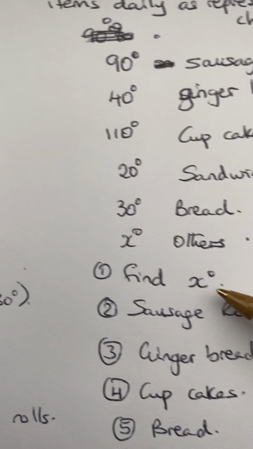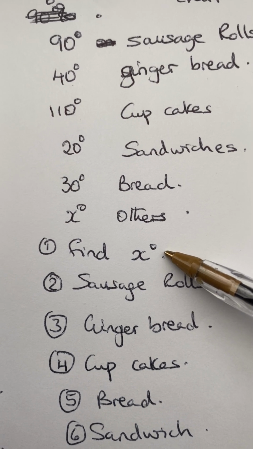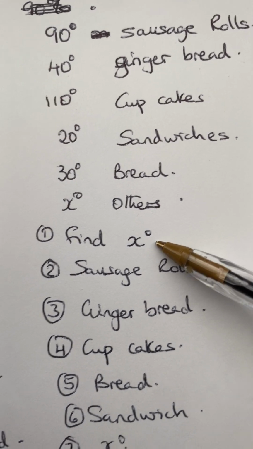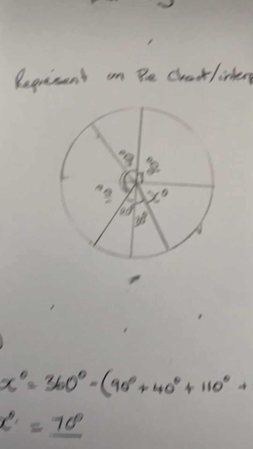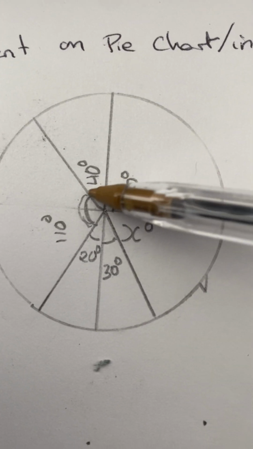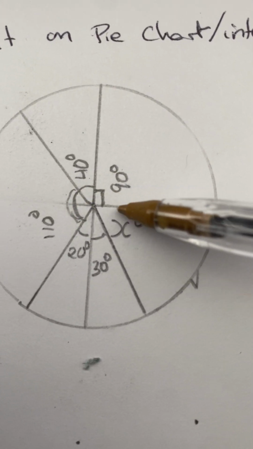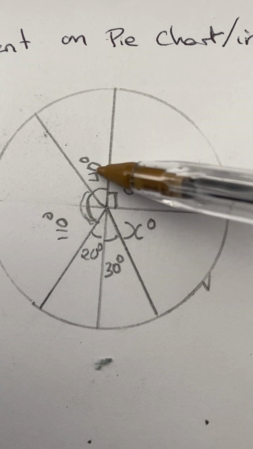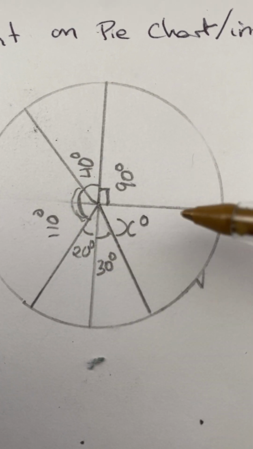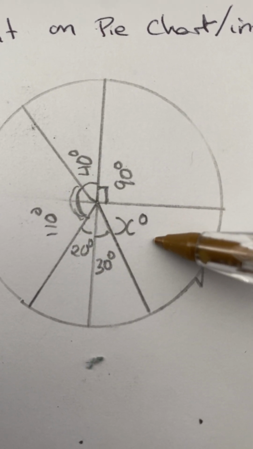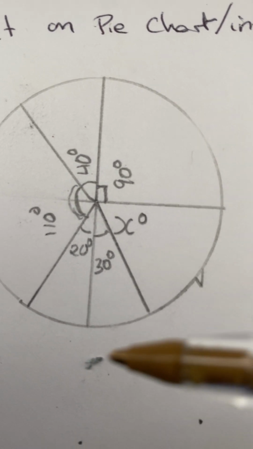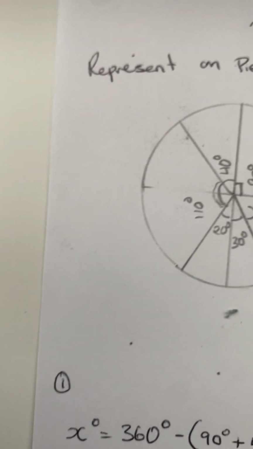The first question is find x. Okay, x degrees. So we know that everything here should add up to 360. So you add each of them and subtract from x degrees. This might be in a calculator paper.